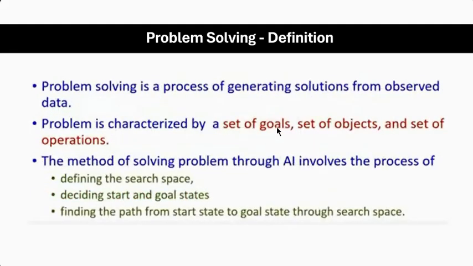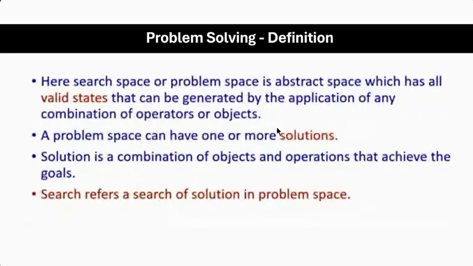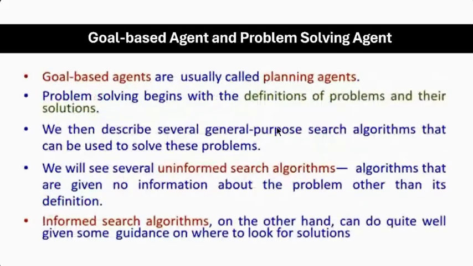The next step will be search, in case there is a need to acquire more. Then search space: search of solution in a problem space. The difference between this so-called space is determining the actions taken in a goal-based agent or in a problem-solving agent.